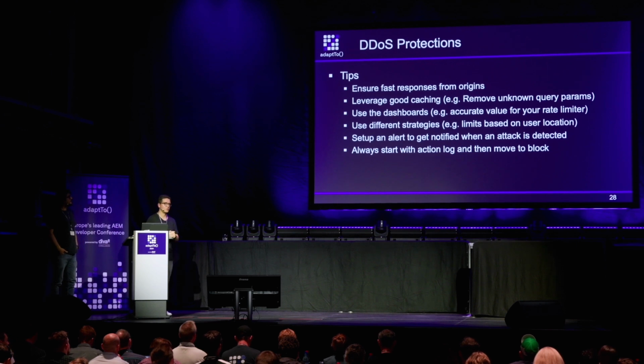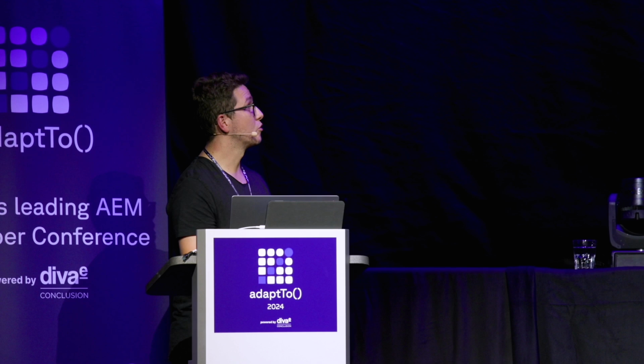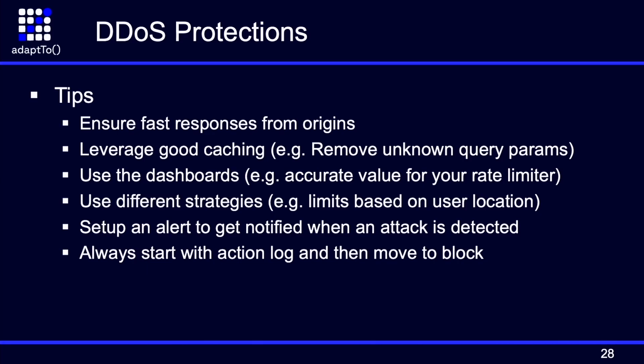So before we end the presentation, we had a few tips to share with you to ensure good protection against malicious traffic as well as DDoS. The first thing, please try to ensure fast response from origin. It means don't take 1 minute to generate a response, because it's not good for the user experience, but it could also be seen as a vulnerability. An attacker would try to leverage that by sending far fewer requests, and it will likely lead to an outage.